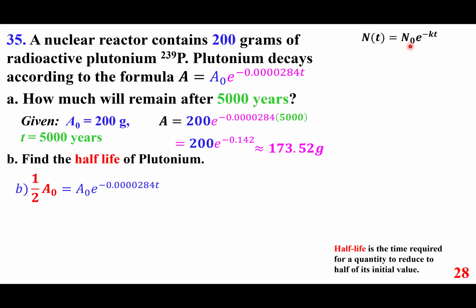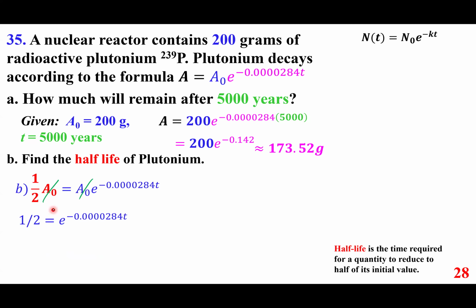So half of A sub 0 is A sub 0 e to the power. And why is it that it doesn't matter? Because that crosses out. They cancel out. So even if you put the 200 here, you have to put 100, so you get the same 1/2.